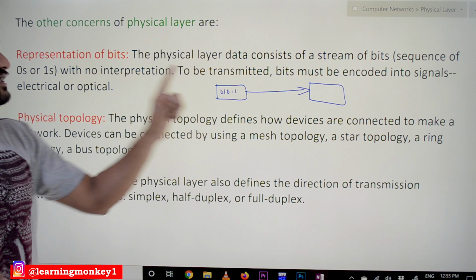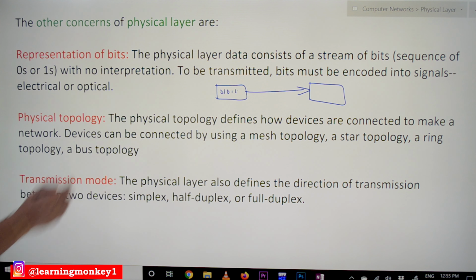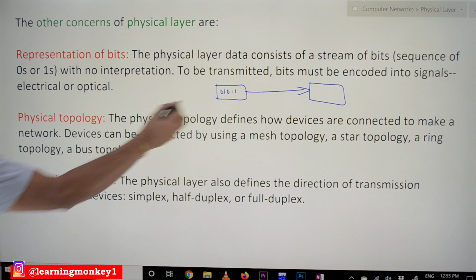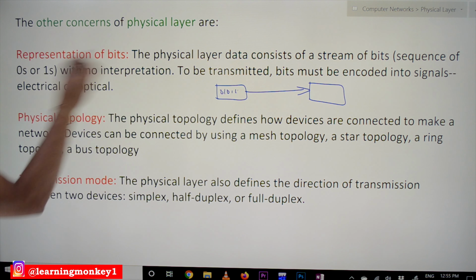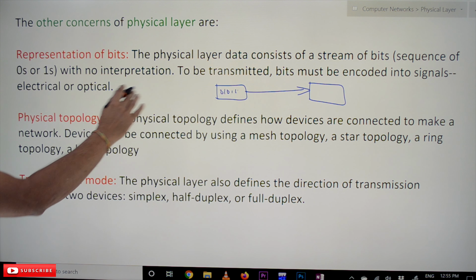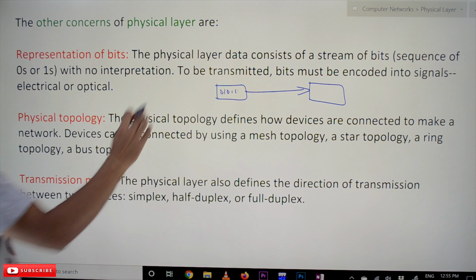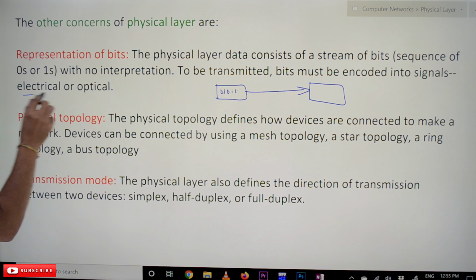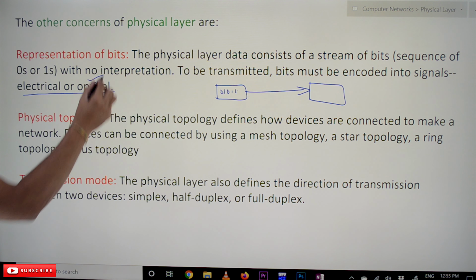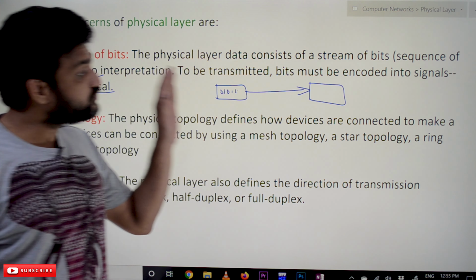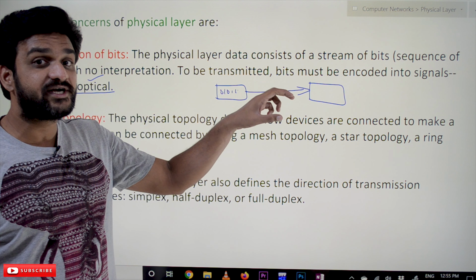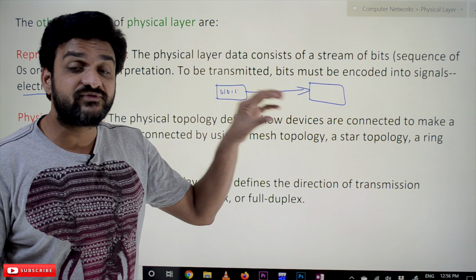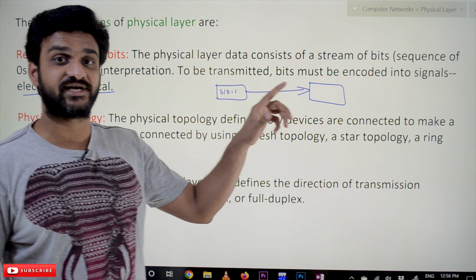What is the job? One of the concerns is representation of the bits. The physical layer data consists of a stream of bits, a sequence of zeros and ones with no interpretation. So a continuous stream of zeros and ones to be transmitted. Bits must be encoded into signals, electrical or optical. Optical in the sense in the form of light. How these zeros and ones are to be converted, how those zeros and ones are to be represented, that is the job of the physical layer. Please try to understand this point.